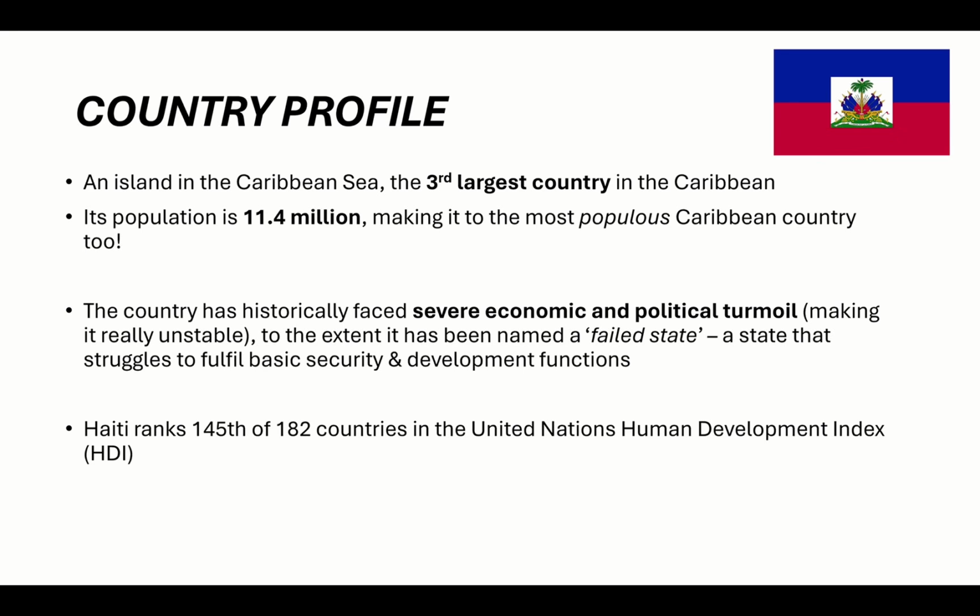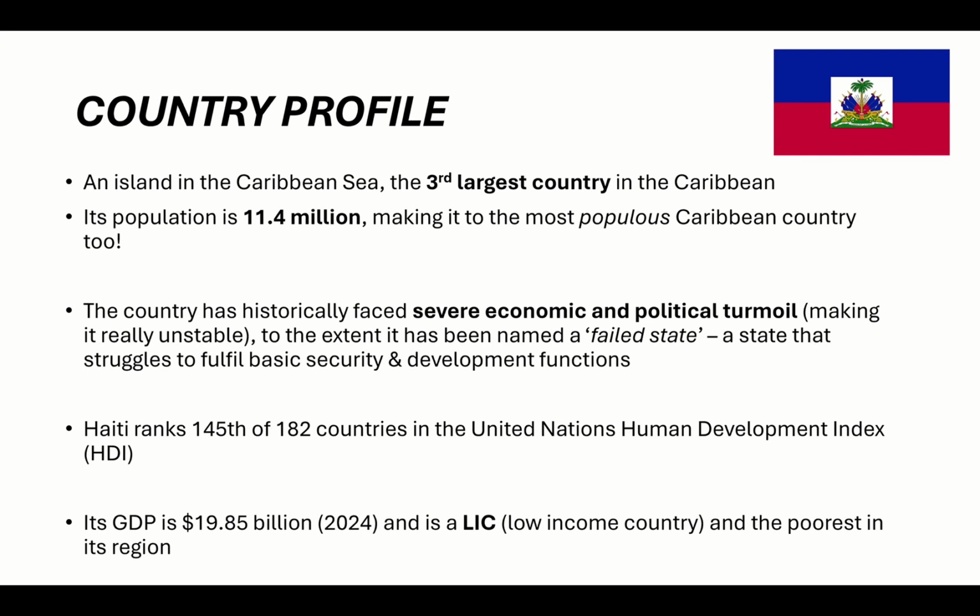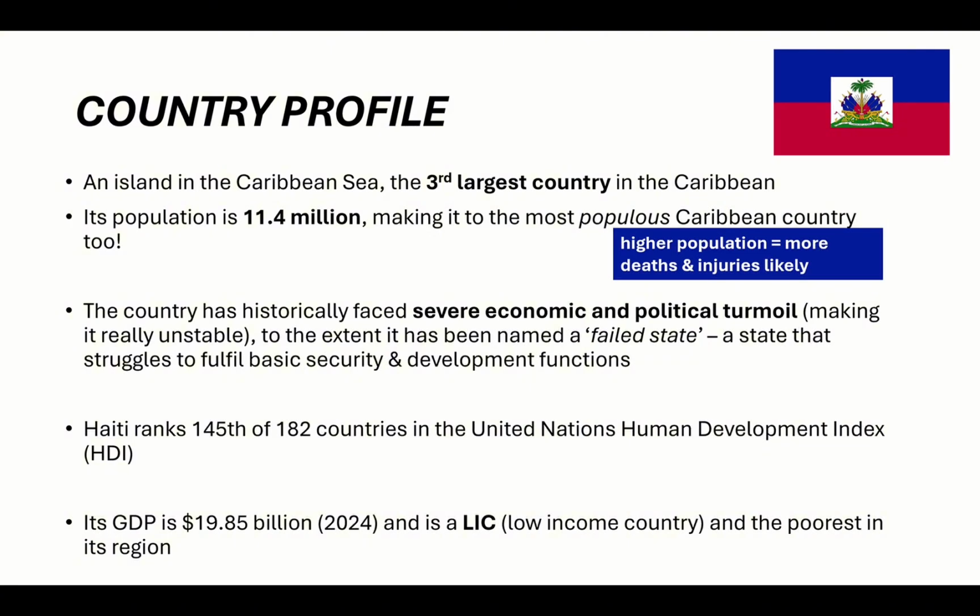Haiti is also very poor, and it ranks 145th of 182 countries in the United Nations Human Development Index, which you may know as HDI. Its GDP is only $19.85 billion as of 2024, and it is a low-income country and the poorest in the Northern Hemisphere. Its high population means that more deaths and injuries are likely, and unfortunately the earthquake did strike Port-au-Prince, which is the most densely populated area of the country.